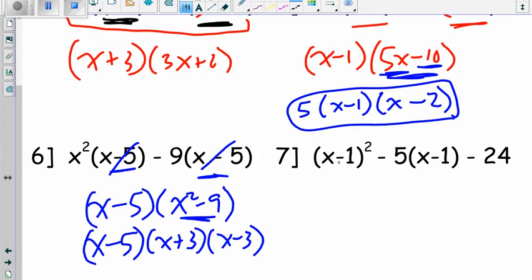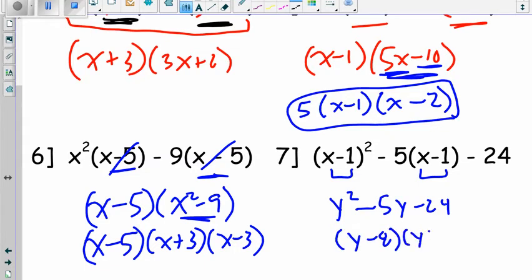And now we have this one. This one looks a little different. So this is what I want you to do on this one. I want you to replace this and this. We're just going to replace with y. So I have y squared minus 5y minus 24. We're going to go ahead and factor that. So I'm going to get y minus 8 and y plus 3.